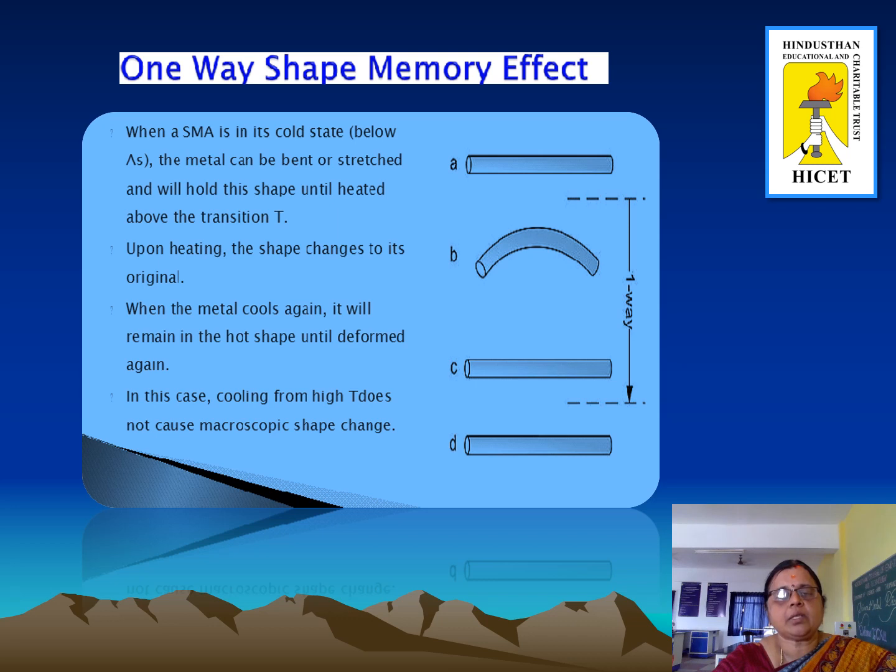There are two ways the shape memory effect can be represented. One is the one-way shape memory effect. When a shape memory alloy is in its cold state, the metal can be bent or stretched and will hold this shape until heated above the transition temperature. Upon heating, the shape changes to its original. When the metal cools again, it will remain in the hot shape until deformed again. In this case, cooling from higher temperature does not cause macroscopic shape change.